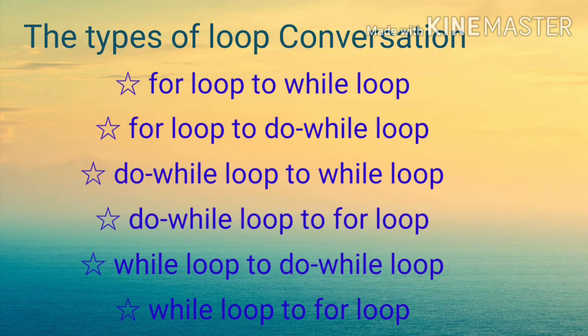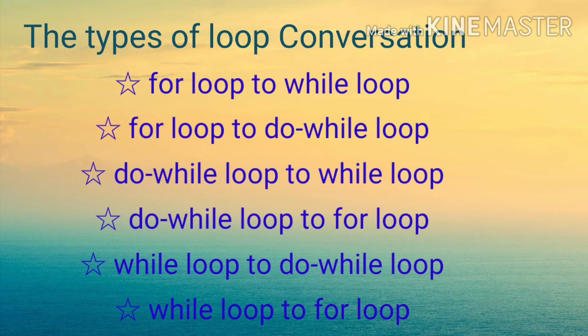We can convert for loop to while loop. We can convert for loop to do while loop. We can convert do while loop to while loop, do while loop to for loop, while loop to do while loop, as well as while loop to for loop. So these are the different types of conversion. We can convert from any loop to another, and it can be done according to convenience.